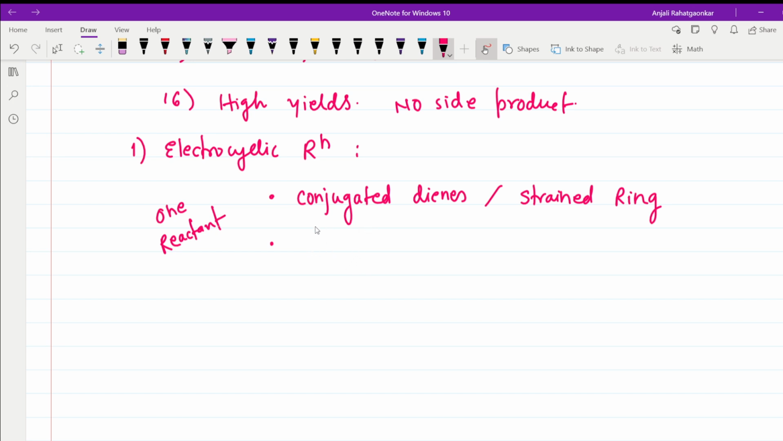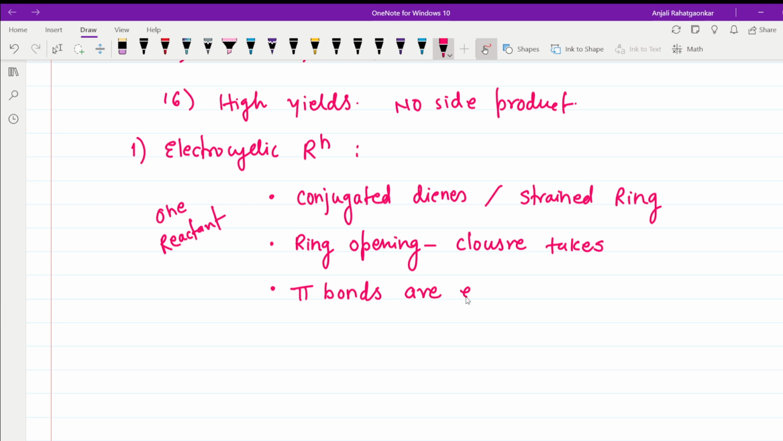Then the next thing is that ring opening or ring closure takes place. It happens in the reaction. So here the pi bonds are exhausted in the ring formation, or you can say the product formation. So pi bonds are responsible, or I can say exhausted, in bond formation or in product formation.